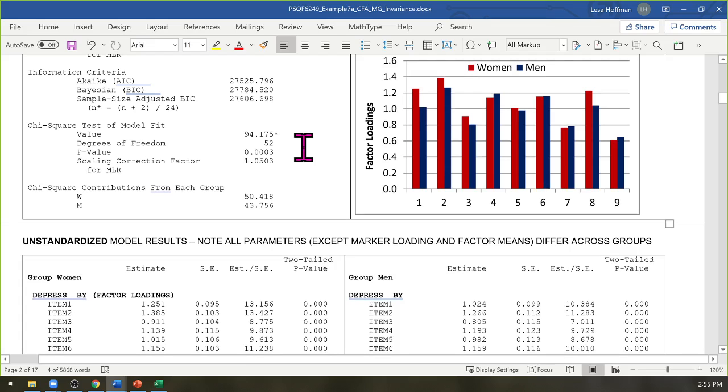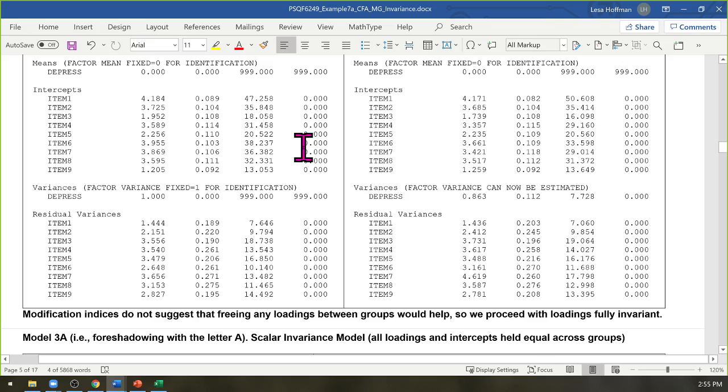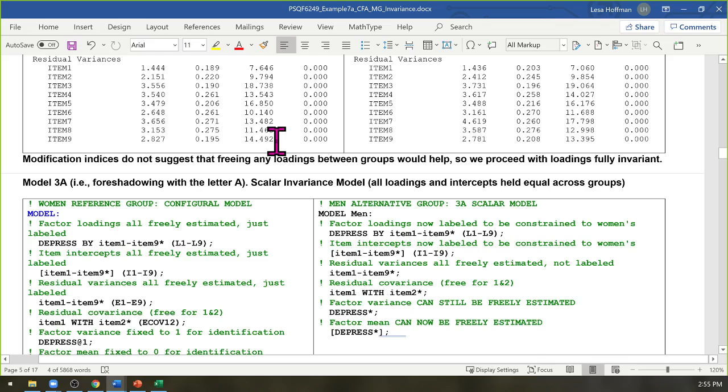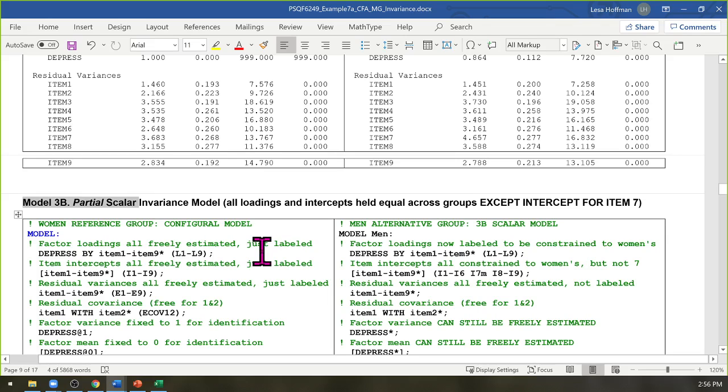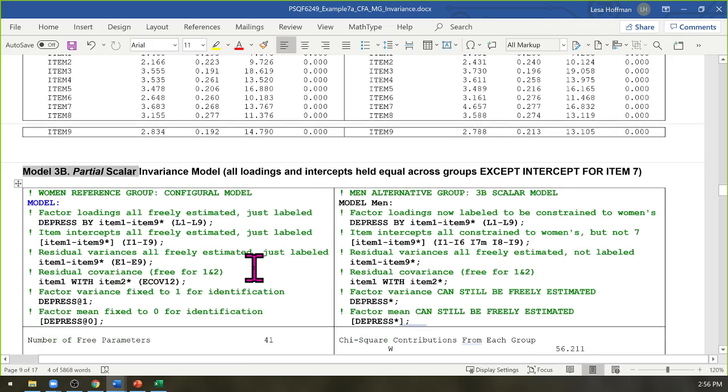So metric invariance is for the loadings. Scalar invariance is for the intercepts. And the way that I've named these models, by the way, the first scalar model was model 3A. And then the one that we fit that allowed item 7's intercept to differ, I named that one 3B. So the number corresponds to the stage of the analysis, and the letter corresponds to how many you've had to free to try and get to partial. That's the way I name things.